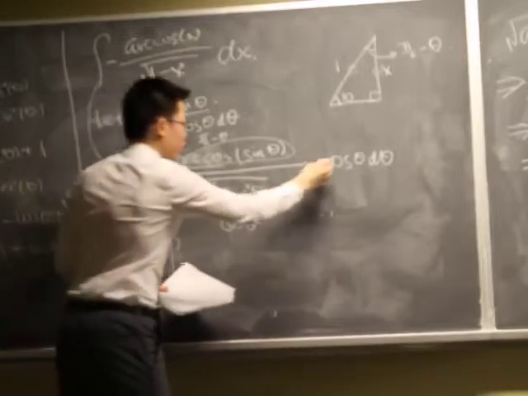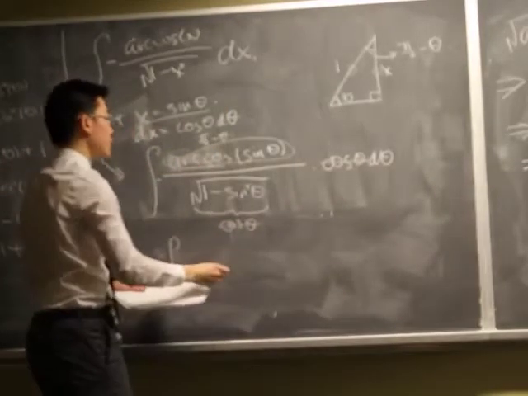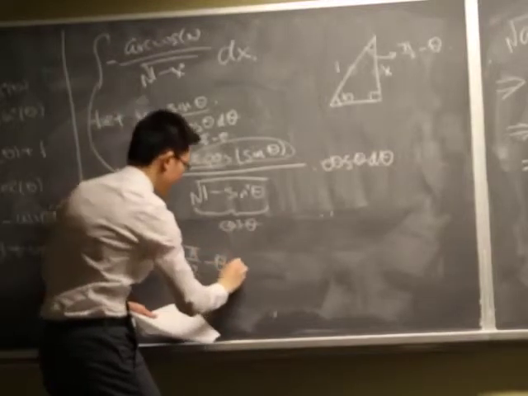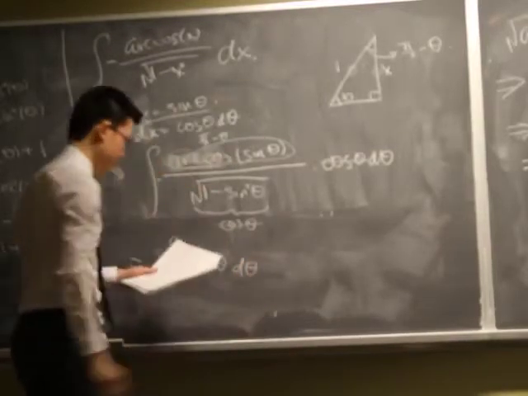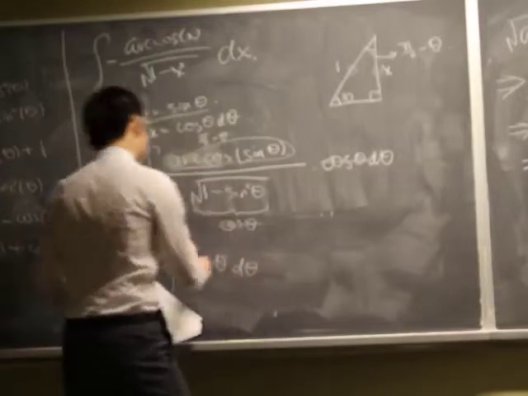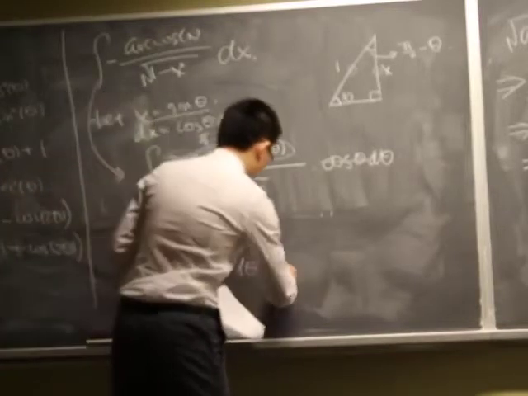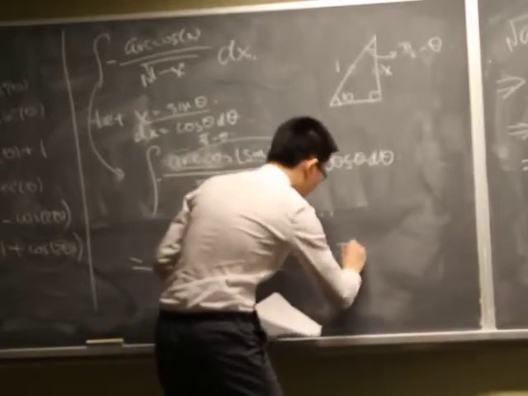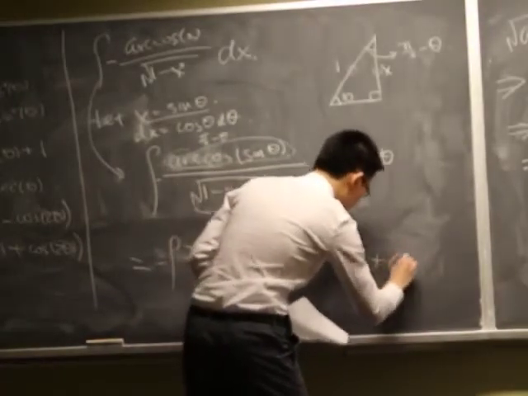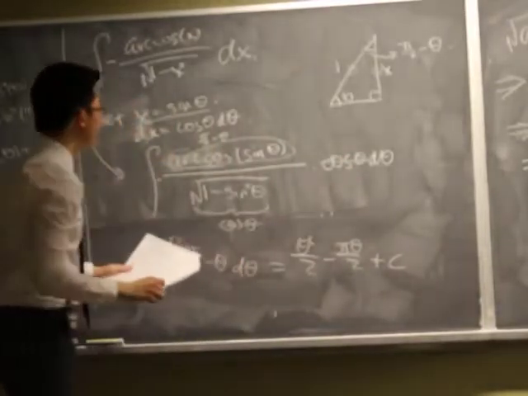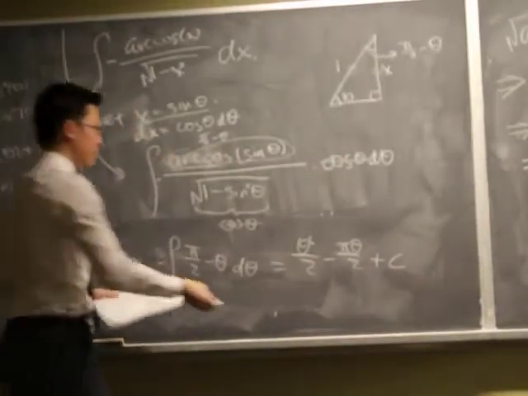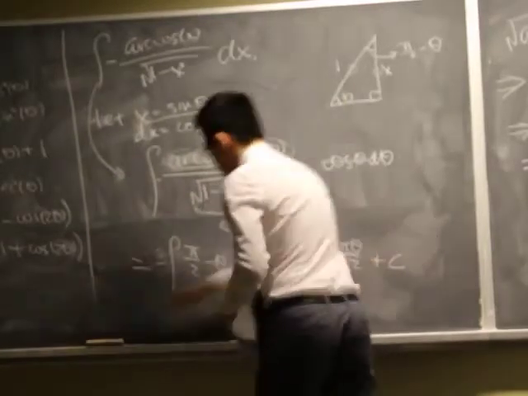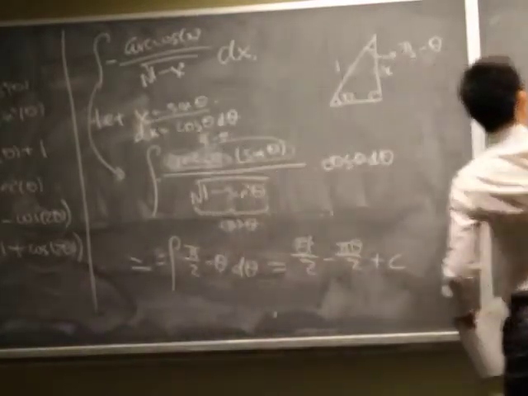And then the cos theta over here and the cos theta over here cancel out, and so we're just left with integrating pi over 2 minus theta d theta. Right, and that's the negative sign in the front, almost forgot. Which is equivalent to theta squared over 2 minus pi theta over 2 plus c. And then we can put the theta back, which I can't do yet because I have to erase this side.